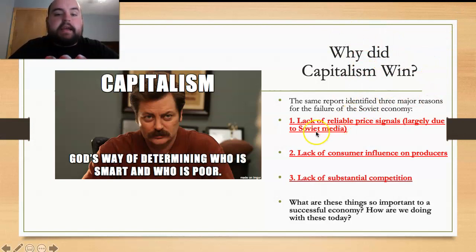Since the Soviet Union media was so restricted, there were not really many price signals to indicate how prices and products are going to change in the economy, so no one really had any way to anticipate what sort of product was going to be popular or what sort of product needed to be produced that you could sell for a lot of money. Also, there was a lack of consumer influence on producers. Since the government had so much control over the economy, consumers really had no way to influence the producers to get the products and the sort of quality they wanted, so a lot of producers weren't really inspired to produce high-quality products. And finally, there was a lack of substantial competition.